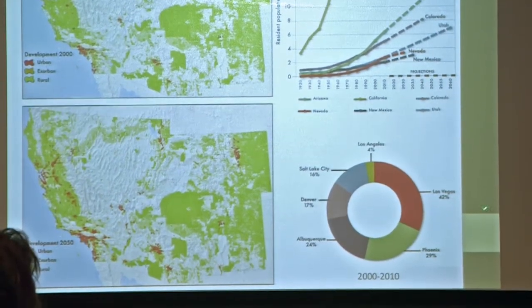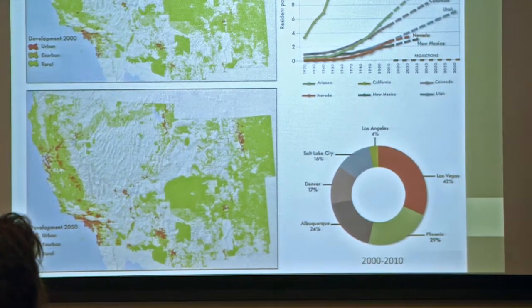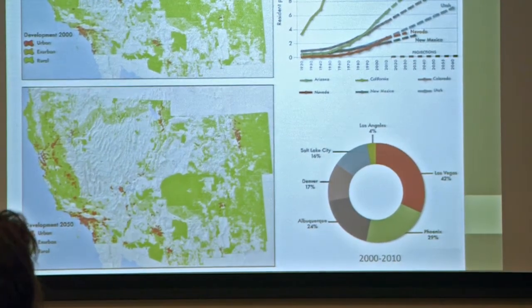Phoenix, 29%. Las Vegas, 42%. Albuquerque, 24%. And that is for the period of 2000 to 2010.